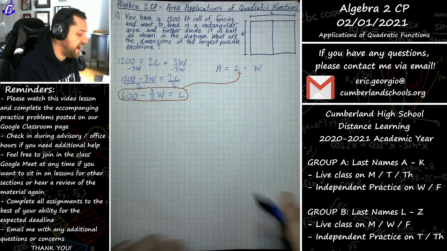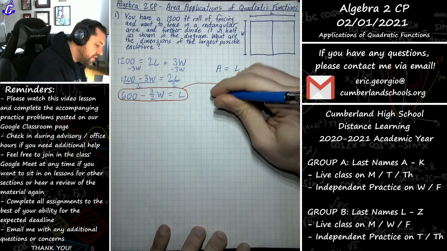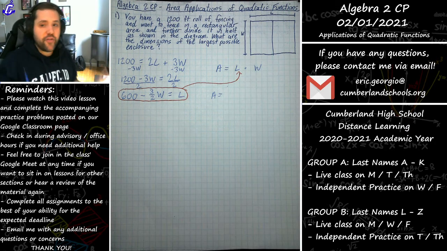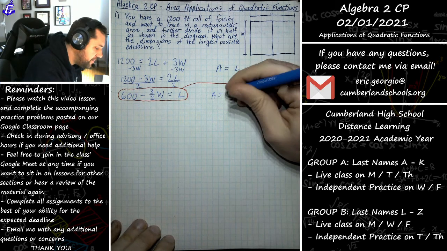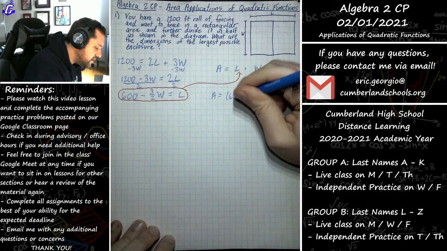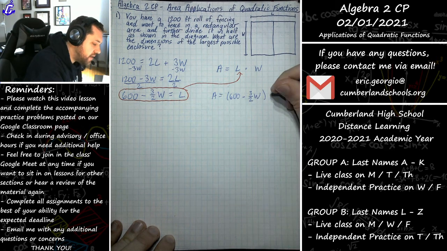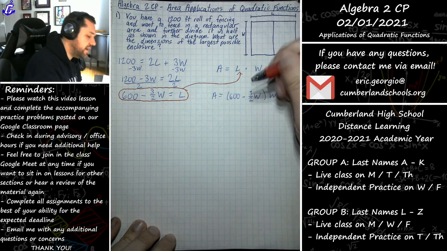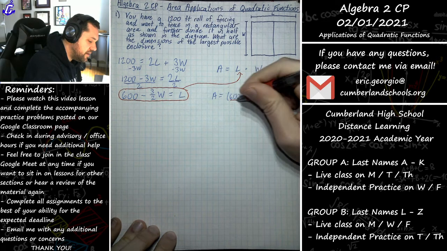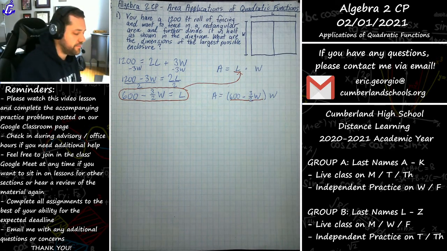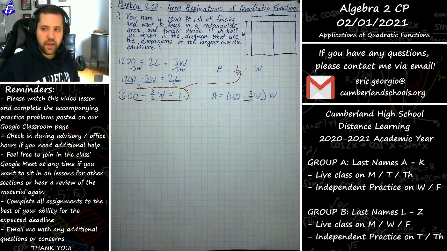Because I can now say that the area of this rectangle is length times width, but we now have a new name for the length. We can call the length 600 minus 3 halves W times W. See how what we did is we just substituted our new expression for the length. All right? You may think to yourself, well, what's the benefit of that?